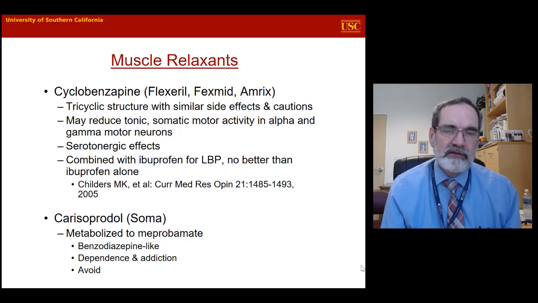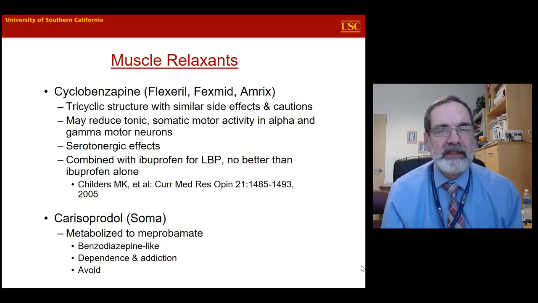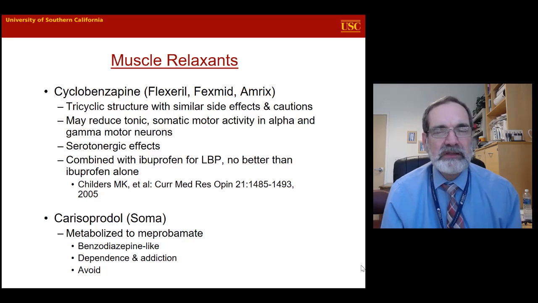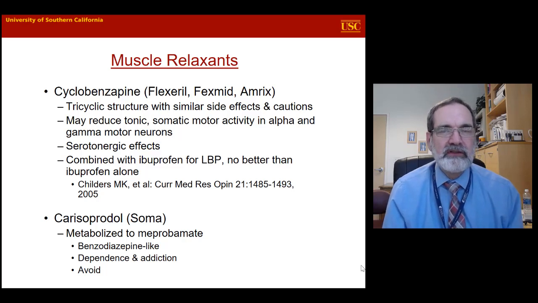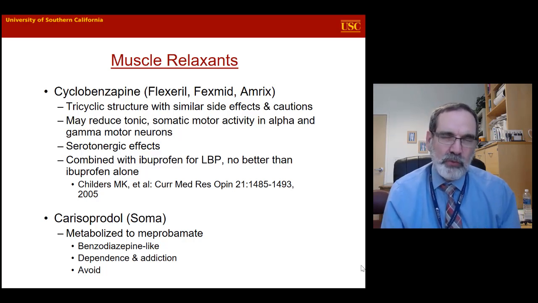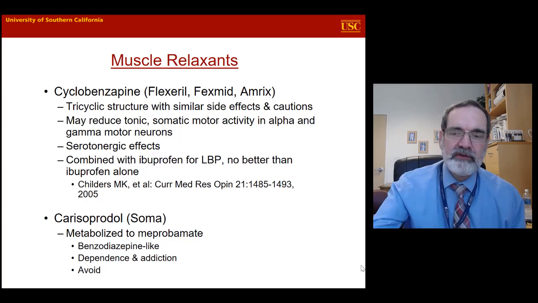Carisoprodol or Soma is a drug that we really don't encourage the use of. It's metabolized to another drug called meprobamate. For those of you with long memories, that was a drug marketed under the name Miltown. It was really the precursor to the benzodiazepines. So it's a benzodiazepine-like drug together with the same problems of dependence and addiction that exist with the benzodiazepines. So of all the muscle relaxant drugs, Soma is the one with the greatest risk of abuse.